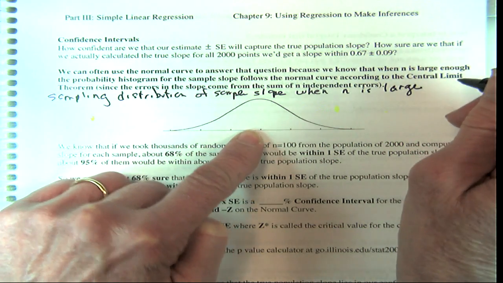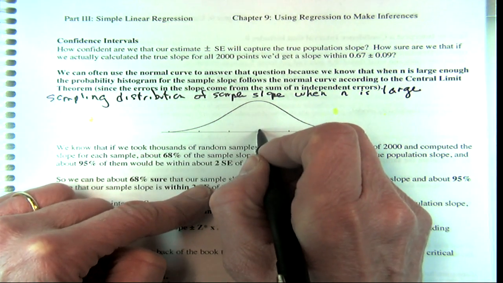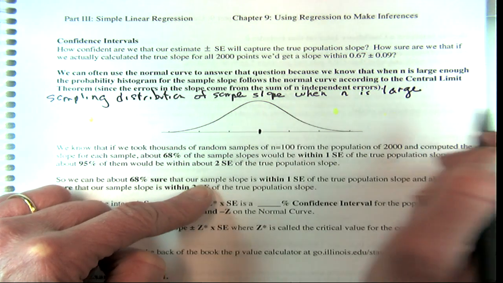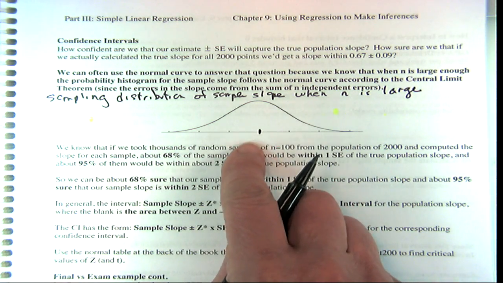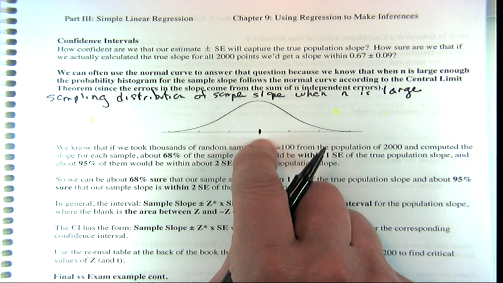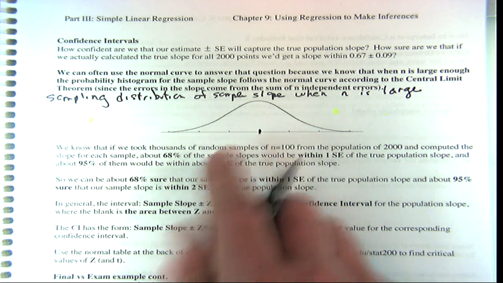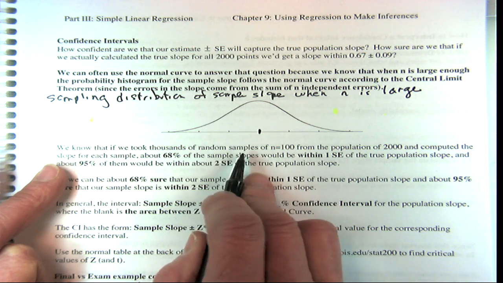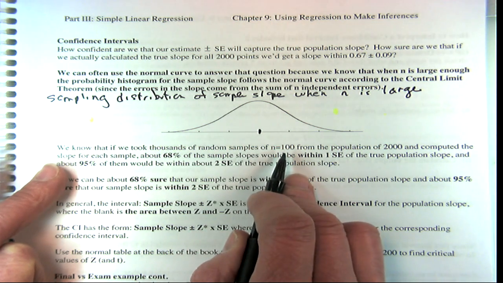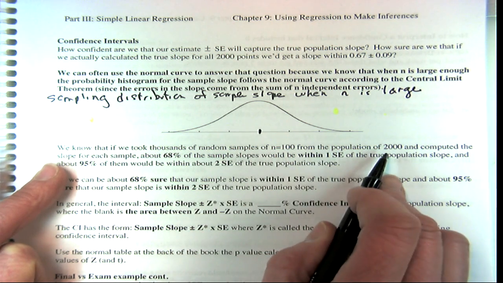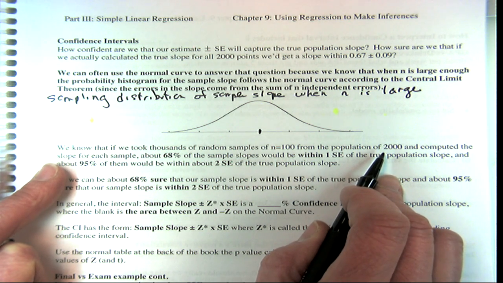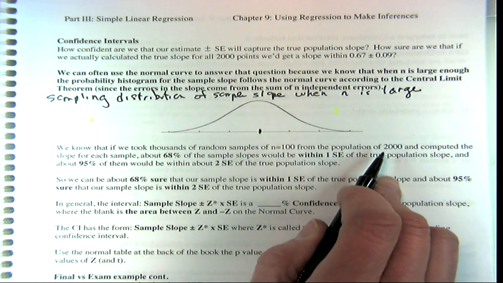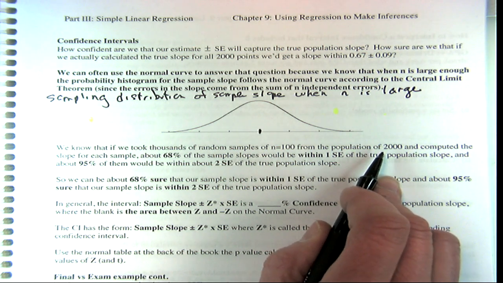All right? And so what the idea is, if you have the actual population, we know that if we took thousands of random samples of n equals 100 from the actual population of 2,000. So imagine doing this. You have all 2,000 points and you take samples of 100, and each time you take a sample, you record the slope, right?